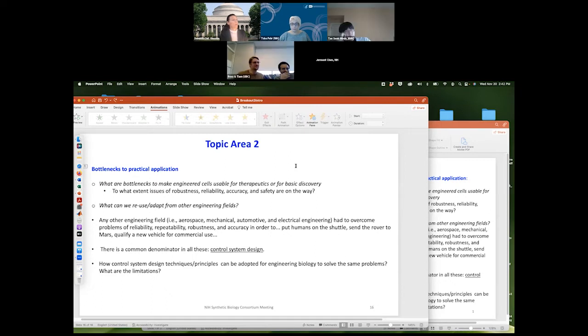What can we reuse or adapt from other engineering fields? So complex systems, or whatever complex means, there is a plethora of them in engineering. Any other engineering field, such as aerospace, mechanical, automotive, and electrical engineering, had to overcome problems of reliability, repeatability, robustness, and accuracy in order to achieve tremendous goals, such as putting humans on the shuttle, sending the rover to Mars, or qualifying a new vehicle for commercial use, which is actually really hard to do.